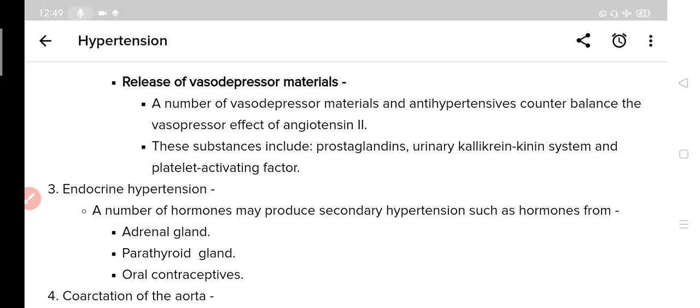antihypertensives. So when enough quantity is not secreted from kidney, they do not function properly, and that will cause increase in blood pressure. So these are three mechanisms associated with kidney which can cause increase in blood pressure. So this was about kidney.